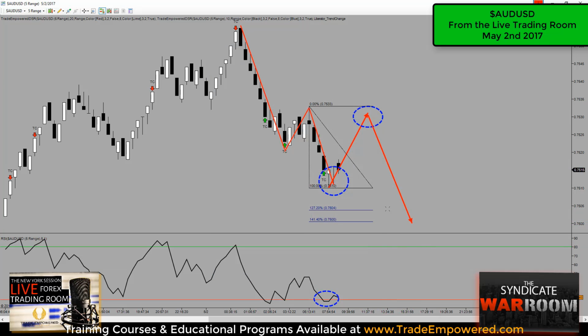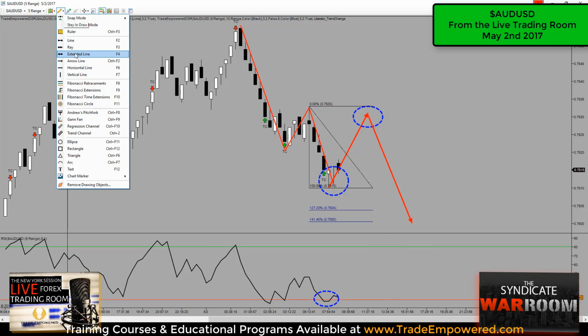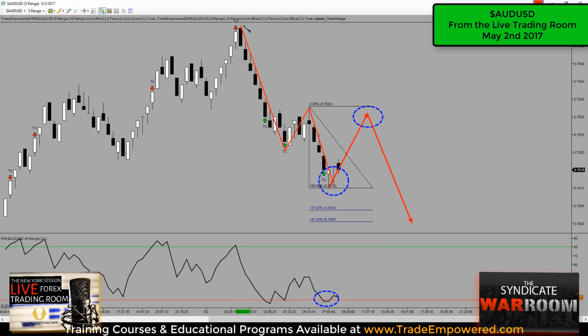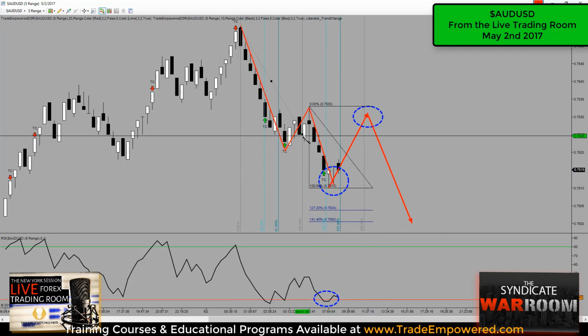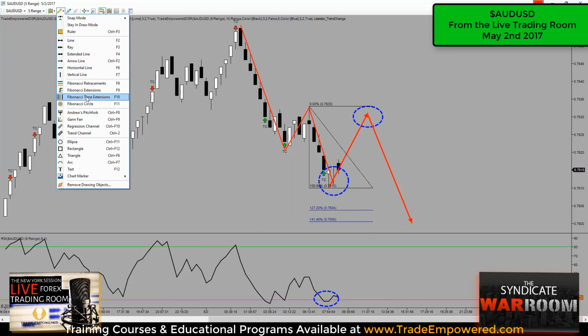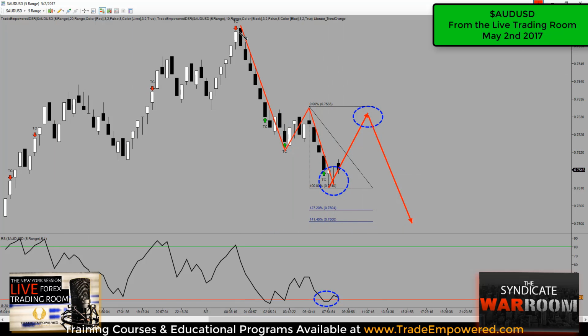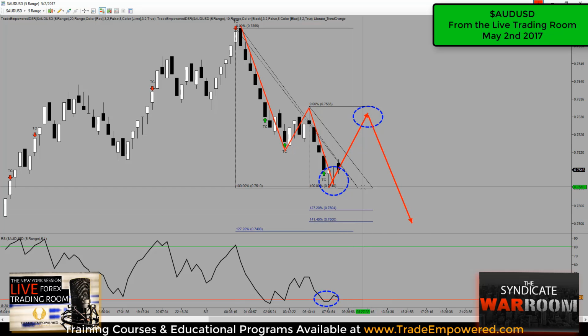1414 right at 75 even. And then we bring a Fibonacci extension from our bigger swing high to this ultimate swing low. Boom. That should give us a 127. Yep, 127 right there. So that is how I'm looking to attack Aussie dollar.